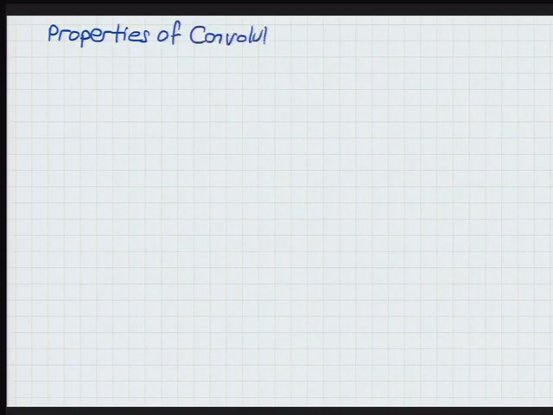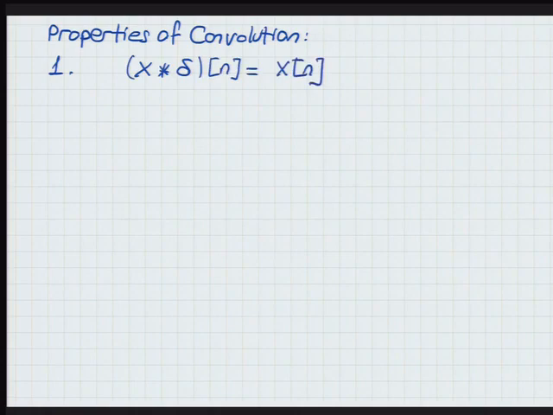So properties of convolution. The first property is that if I take any signal x and take its convolution with the unit impulse, the answer is x itself. Okay? So convolution with the unit impulse changes nothing. You get the same signal back. All right? So in a sense, the unit impulse is the identity element when you're applying the convolution operation. All right? Why is this so?